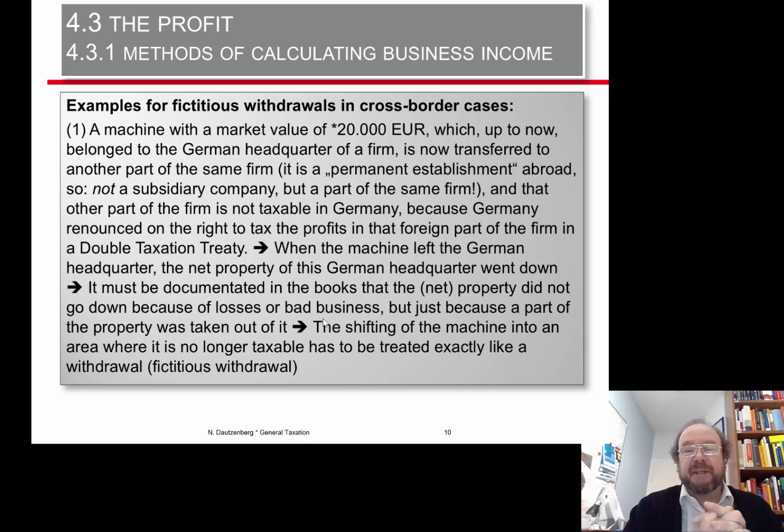And so you would have to book 20,000 euro as withdrawn from the taxable part of the firm situated in Germany. And by the way, when it comes to Paris, there the property goes up by the value of your machine now. And naturally that increase in value is to be explained too, not by a profitable situation in Paris, but only because you shifted 20,000 from outside the Paris branch into Paris. And so the increase of property there goes back to a contribution and not to a very profitable situation there.